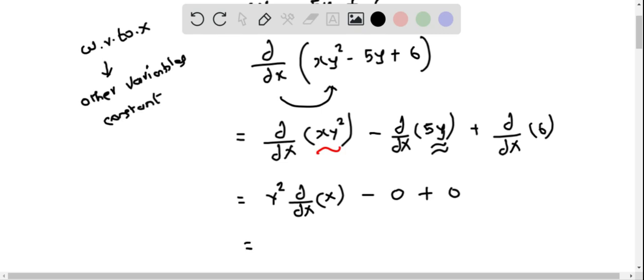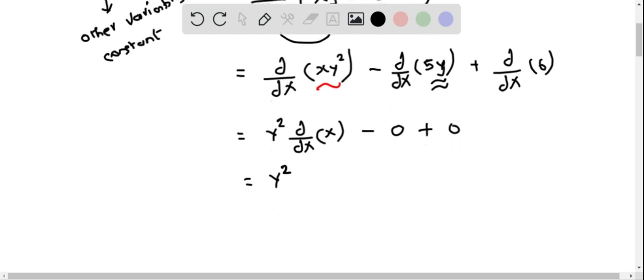Now we just take the derivative of x. Since we already considered y squared as a constant, the derivative of x with respect to x is 1. So we get y squared times 1. So finally we get the answer as y squared. Therefore, the partial derivative of the given function is y squared.